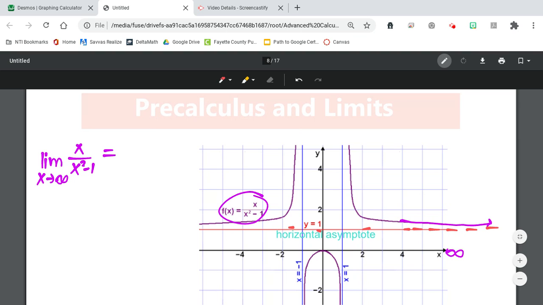So I would say that as the x values approach infinity, the y values approach the asymptote, and I just so happen to know that the asymptote is y equals 1. So as the x values approach infinity, the y values approach 1.